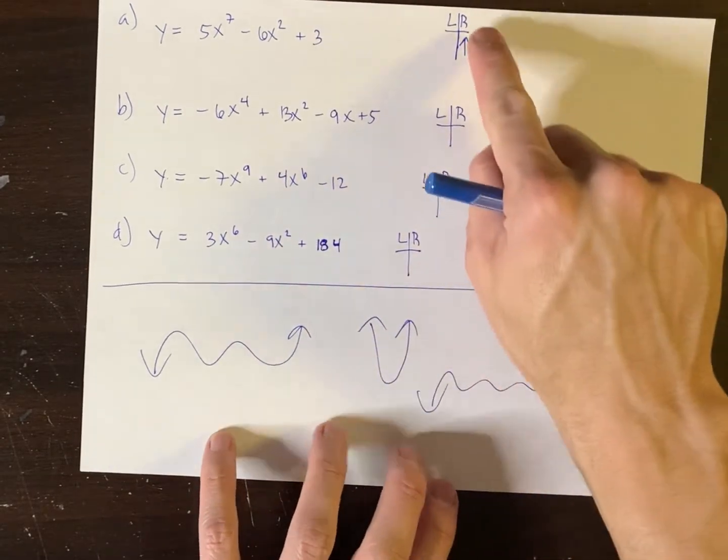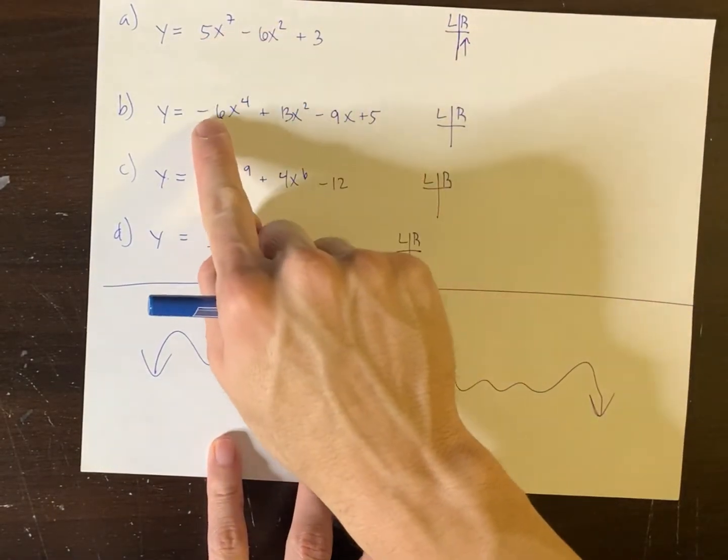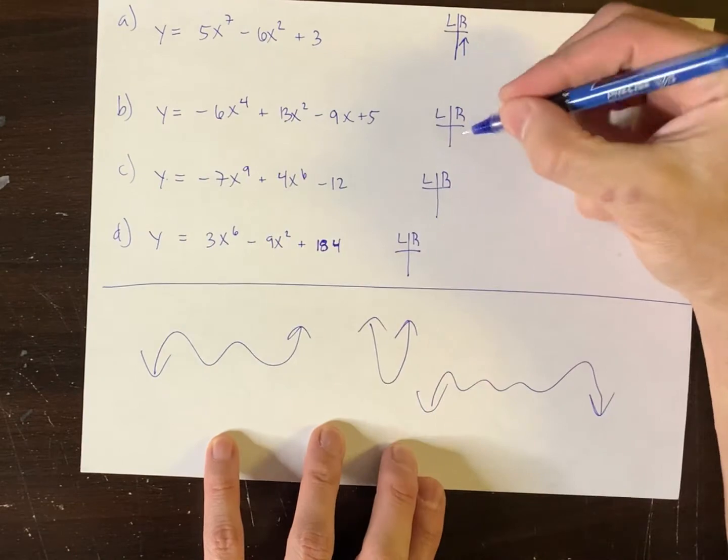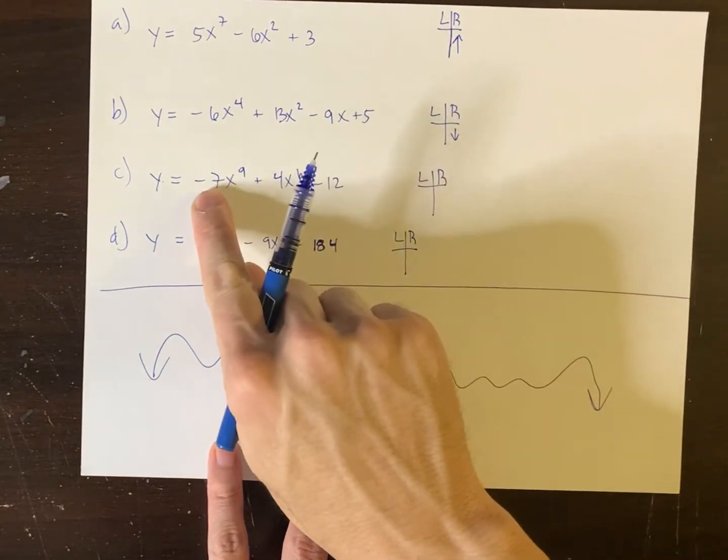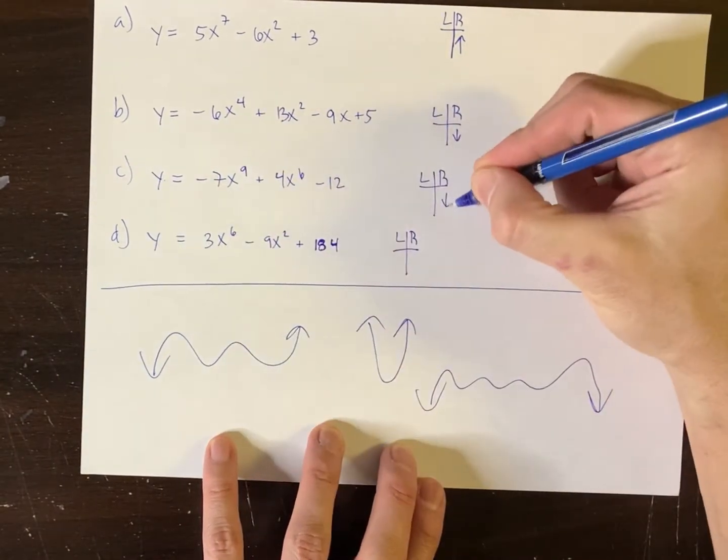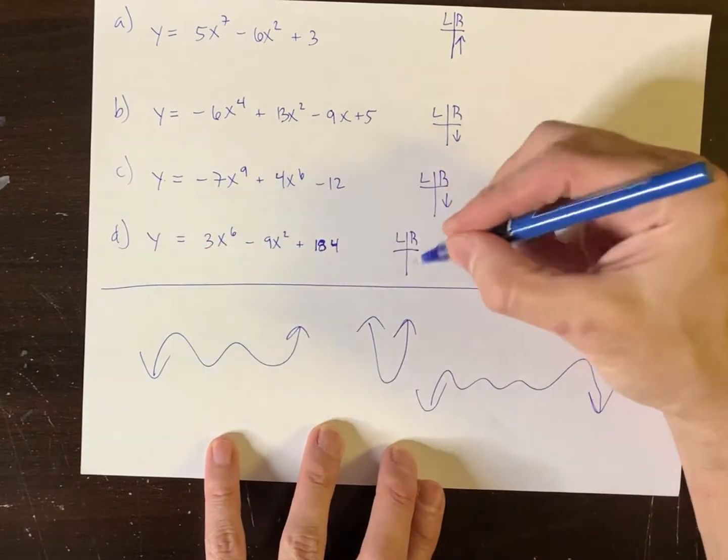So for this one here, it's up because that's positive. The front number, the leading coefficient, is negative, the right arrow is down. Leading coefficient is negative, right arrow down. Leading coefficient positive, right arrow up.